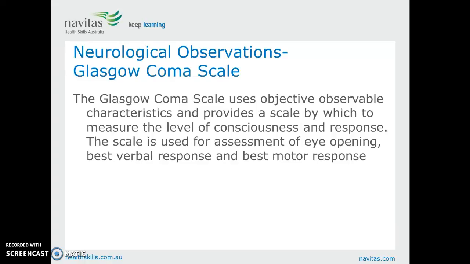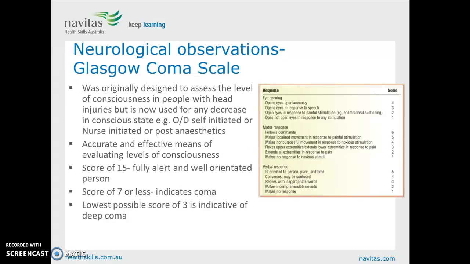The GCS or Glasgow Coma Scale uses objective observable characteristics and provides a scale by which to measure the level of consciousness and response. The scale is used for assessment of eye opening, best verbal response and best motor response. It was originally designed to assess the level of consciousness in people with head injuries, but is now used for any decrease in conscious state, such as overdose, which can be either self-initiated or nurse-initiated, or post-anaesthetics. It's an accurate and effective means of evaluating levels of consciousness.